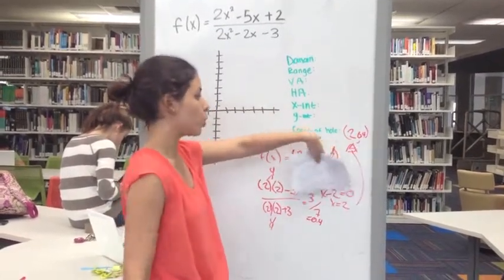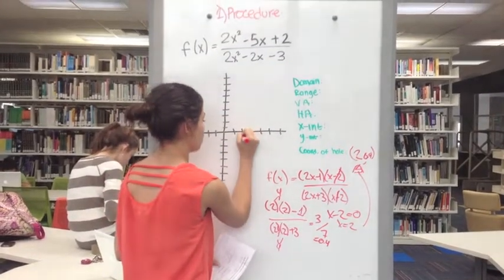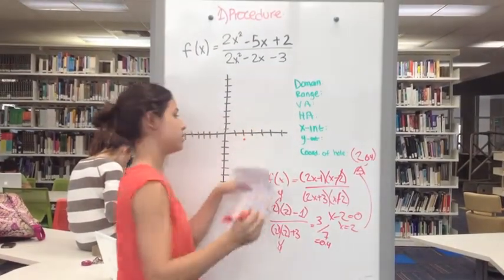So we have the hole, and I'm going to graph it. It's going to be 1, 2, and 0.4.